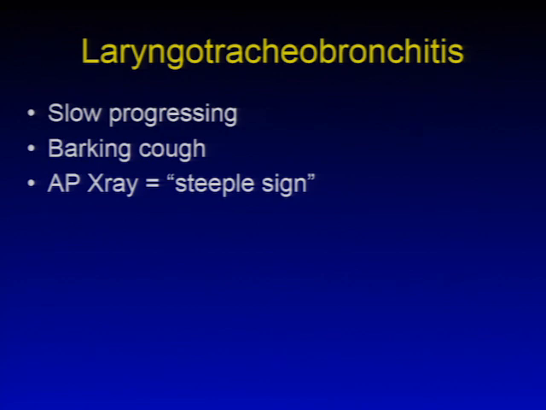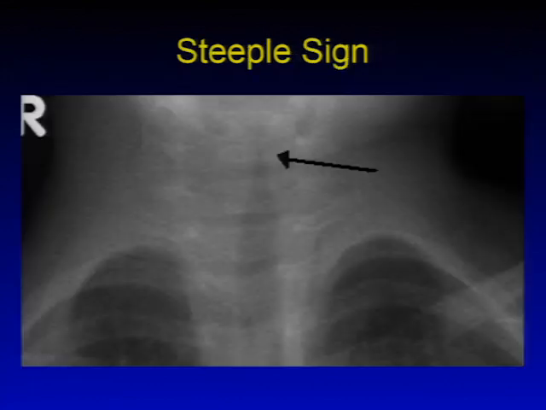Laryngotracheobronchitis is not an airway emergency. It is slow progressing, and there is usually a barking cough. On X-ray, you can see on an AP view the steeple sign. This X-ray shows the steeple sign of the sharp, pointy airway due to the edema in the airway.